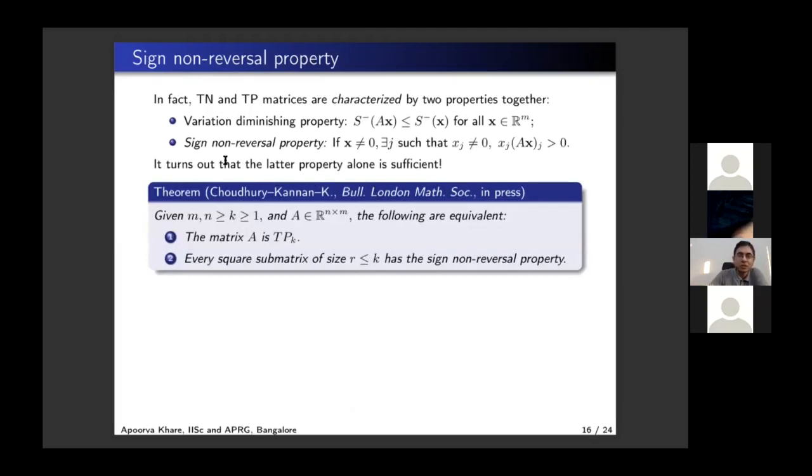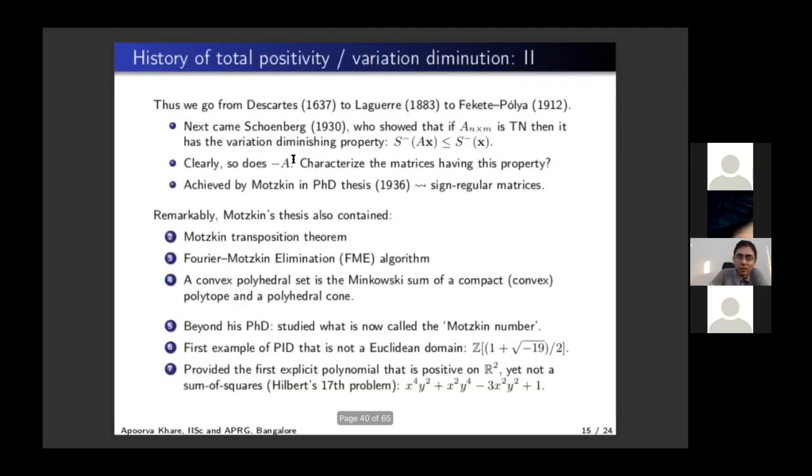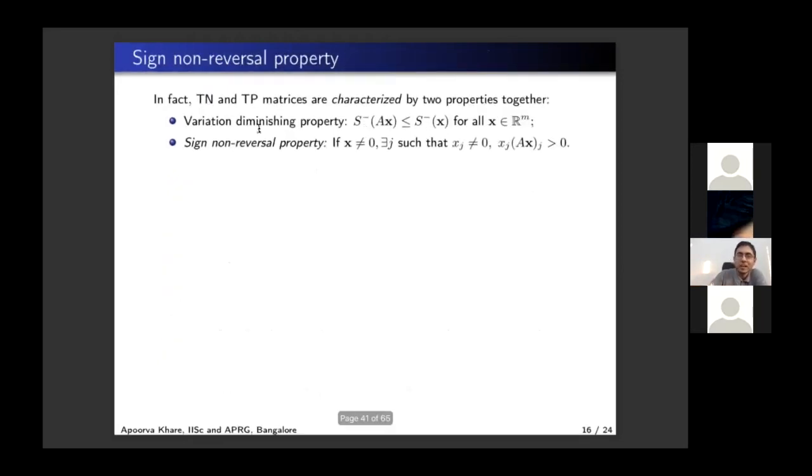So it turns out that just like for sign regular matrices, this variation diminishing property is sufficient. It alone classifies the property altogether. It was known that these matrices are characterized by these two as early as Gantmacher and Krein in 1950. But what we proved recently is you don't need the variation diminishing property at all. Totally non-negative or totally positive matrices are characterized just using the sign non-reversal property.